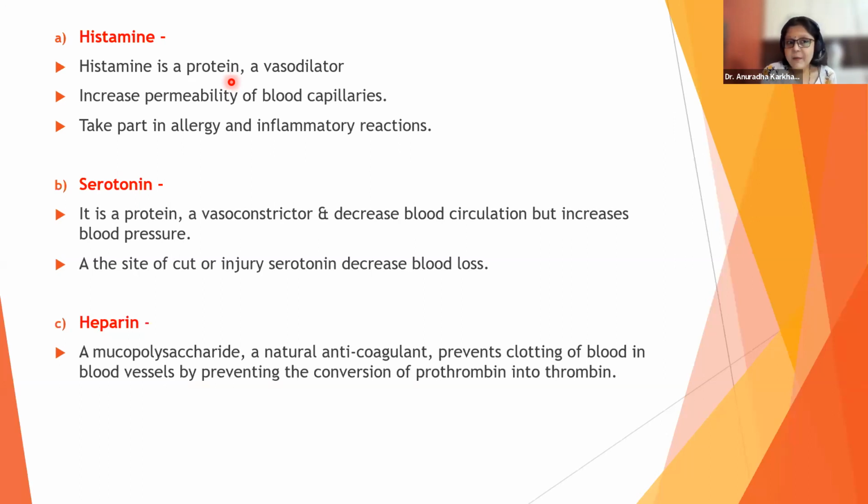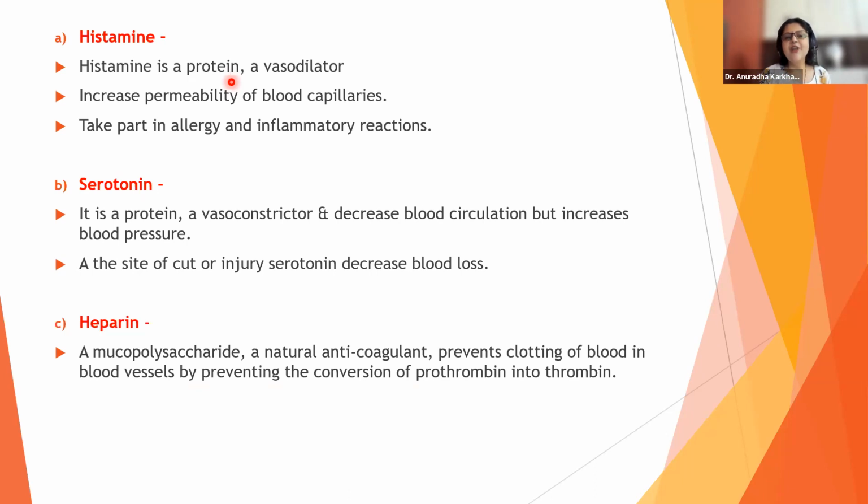Second is serotonin. It's a protein again, which is a vasoconstrictor. So histamine was a vasodilator. Serotonin is a vasoconstrictor and decreases blood circulation but increases the blood pressure. At the site of cut or injury, serotonin is responsible for making less amount of blood loss. Blood loss happens, but there the immediate clotting is because of serotonin.